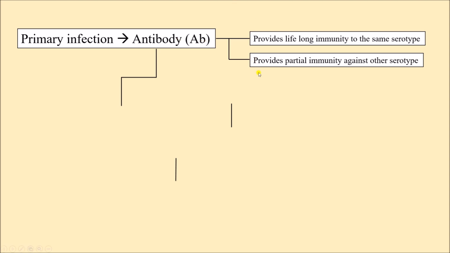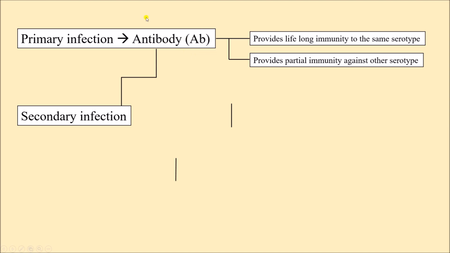This antibody also provides some immunity or some protection against other serotypes, like DEN2, DEN3, DEN4 in this example. And this immunity or protection is not lifelong, it is only for a few months. Now let us say there is a secondary infection in the same person, but this time he is infected with a different strain, say DEN2.